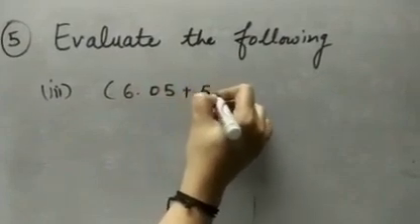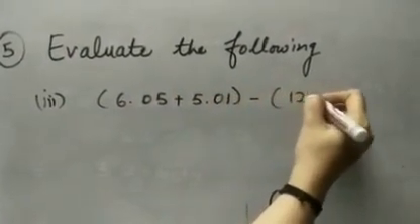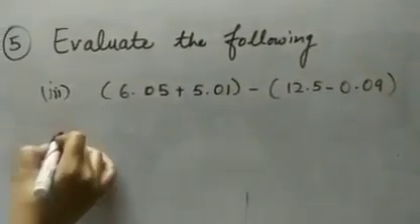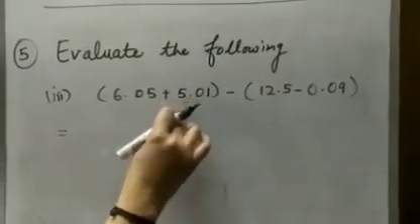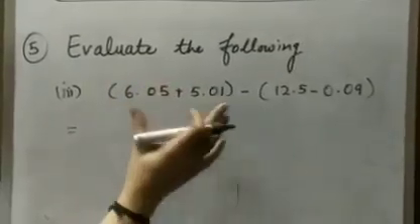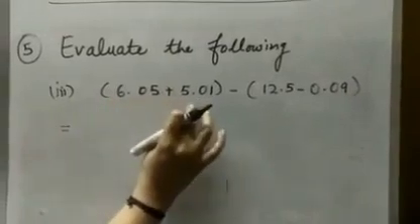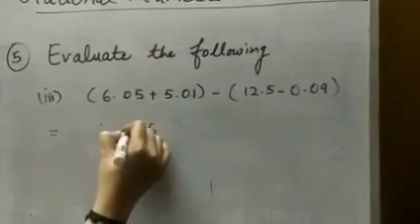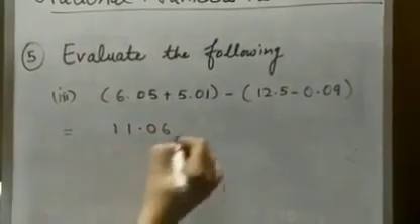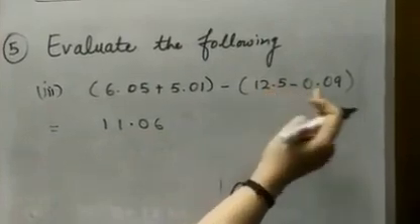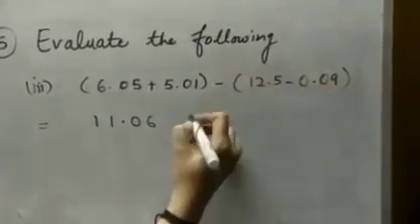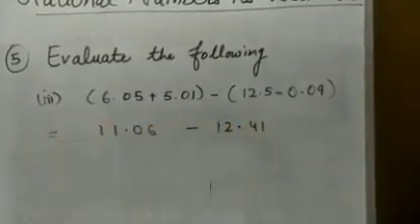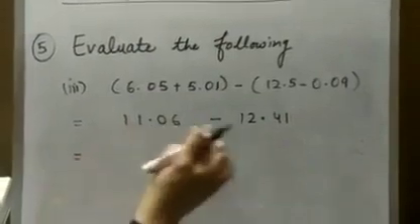One more example. In this example now, 6.05 plus 5.01 minus 12.5 minus 0.09. In this we will move according to the BODMAS rule. We are having brackets, so first of all we are going to solve the numbers which are in the brackets. In the first bracket we are having the addition of 2 decimal numbers. Now I am going to add them. 11.06. In this bracket we are having the subtraction, so I am going to subtract 0.09 from 12.5. That's 12.41.